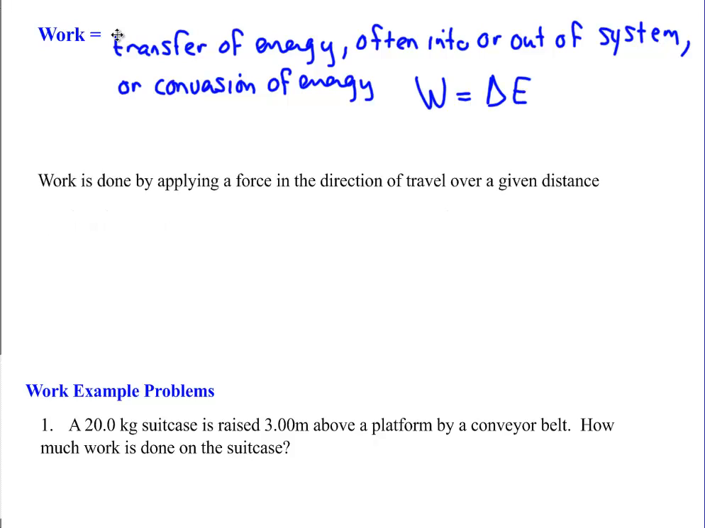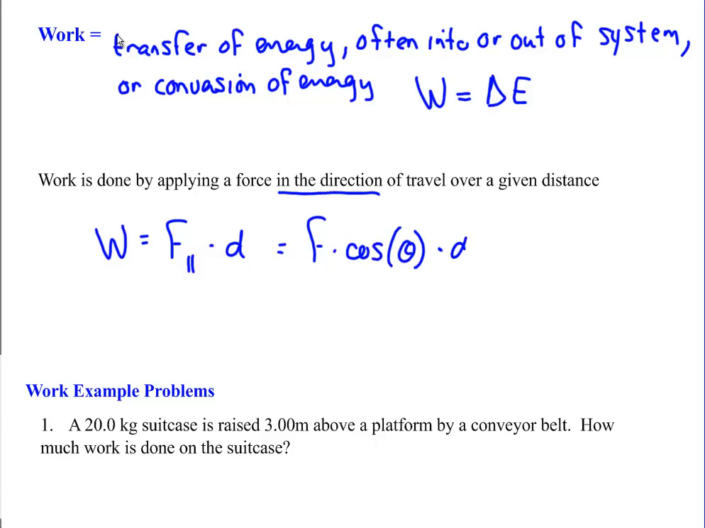When we do work, we apply a force in the direction of travel. That's critical. Over a given distance. So an equation for that is work equals force parallel times d. And the work has to be done by the part of the force that's parallel to the direction of motion. So another way of writing this would be force times the cosine of the angle times the distance.